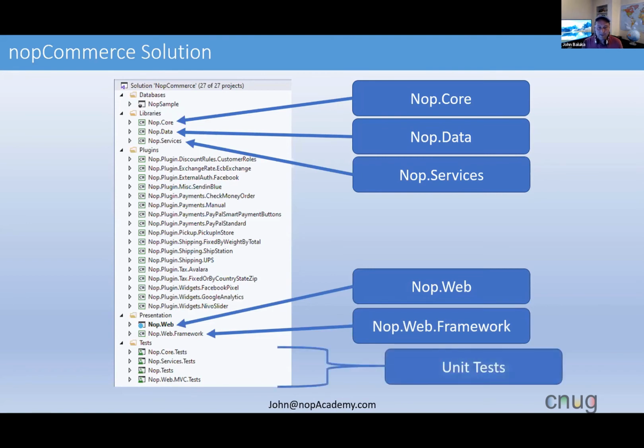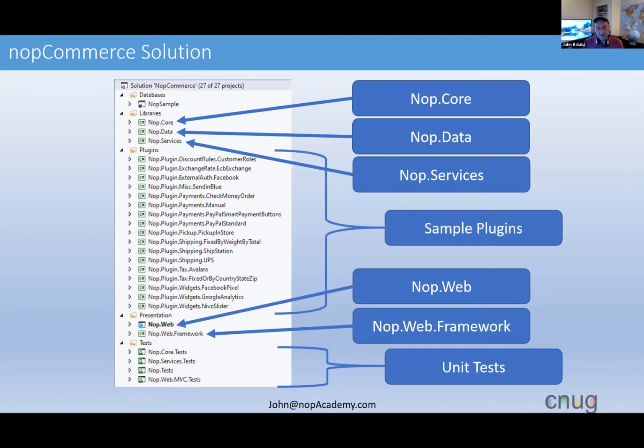Also within the solution, there's a good handful of unit tests across the different projects, mainly the library projects. And out of the box, when you download nopCommerce, you get a good handful of sample plugins. nopCommerce on their GitHub site has a lot more plugins that you might want to download and use for free. And of course, there is a marketplace where different vendors sell plugins and even offer other free plugins.